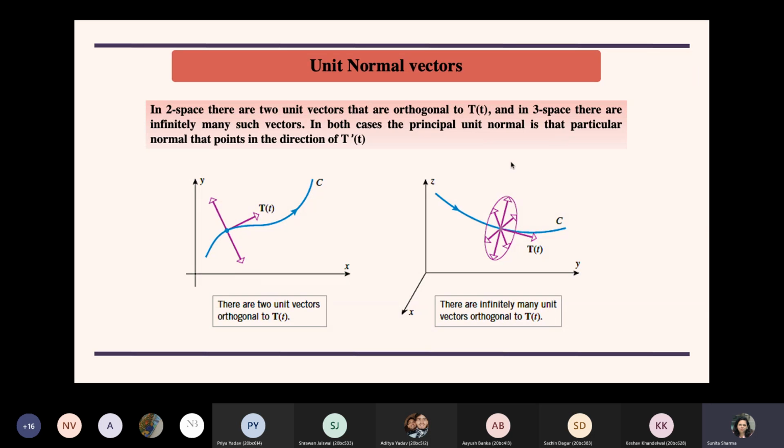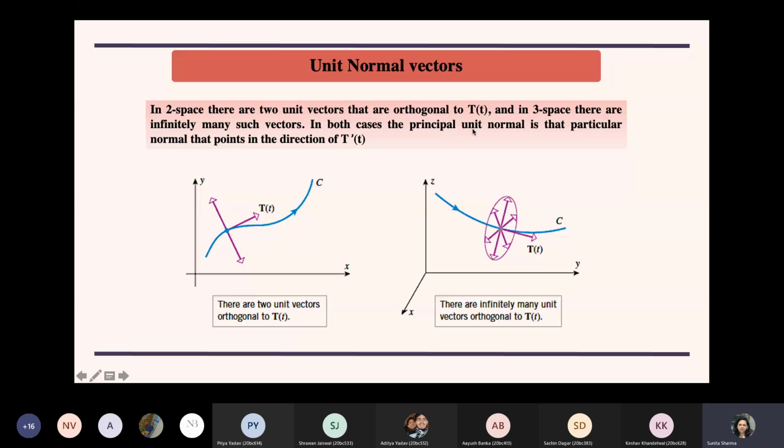In the same way, whenever you have a curve in 3 space, you can have infinitely many directions for a vector which will be orthogonal to this tangent vector. Orthogonal or perpendicular to any line in 3 space, you can have infinitely many lines. So how to find the unit normal vector is you find what is T dash(t), and obviously T dash(t) will have a unique direction. That direction is going to give you the direction of the principal unit normal vector.